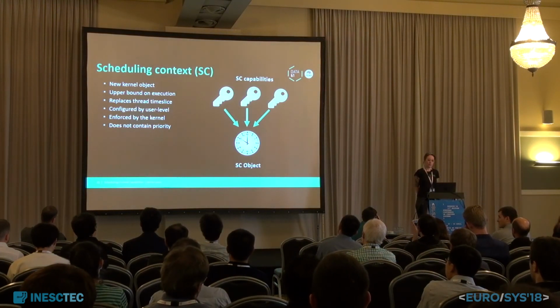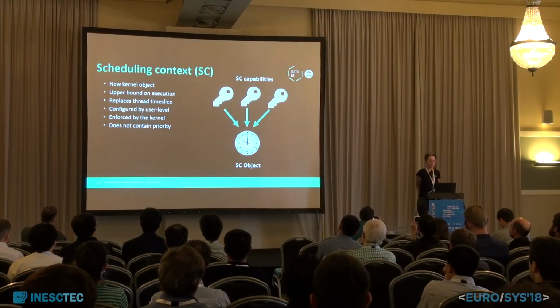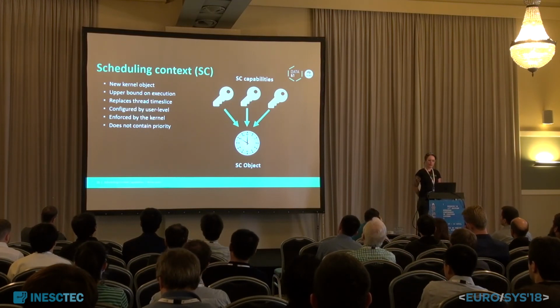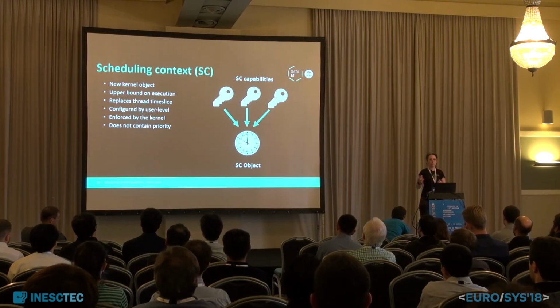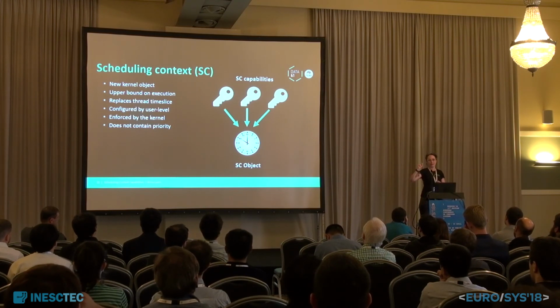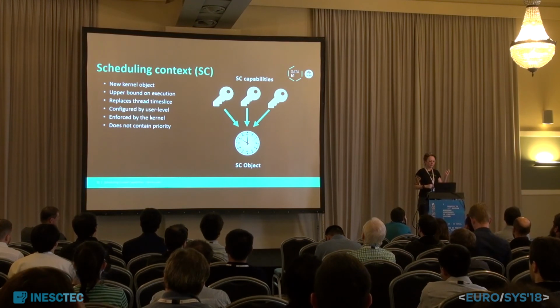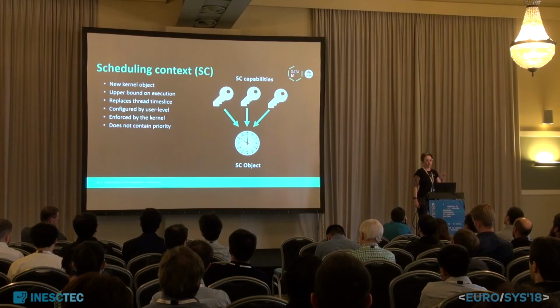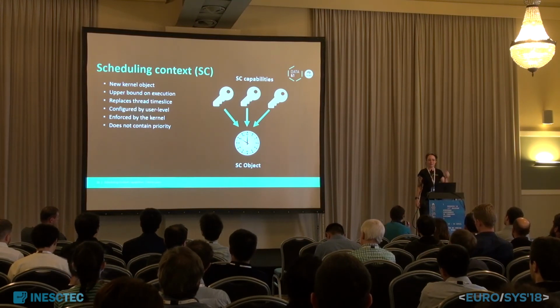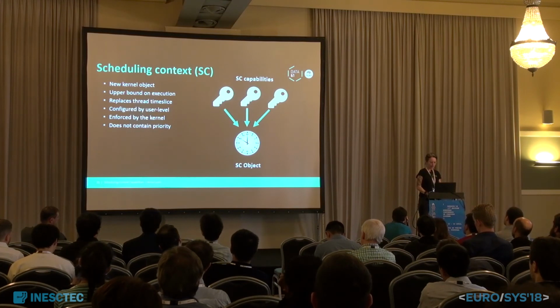We introduced this new kernel object called the scheduling context. You can have capabilities to them. And they represent an upper bound on execution. We separate them from the traditional thread. We still have the thread which contains the execution context, the register set, stack, all of those things. But the scheduling context is separate. This gets configured by user level, but enforced by the kernel, and it doesn't contain a priority, the reason for which will become clear very soon.